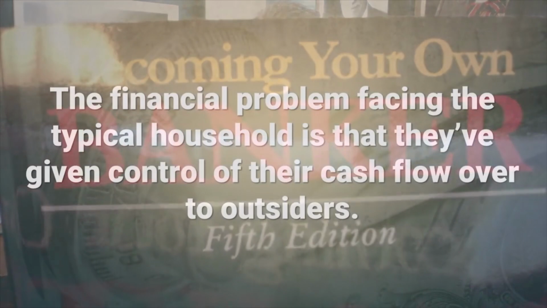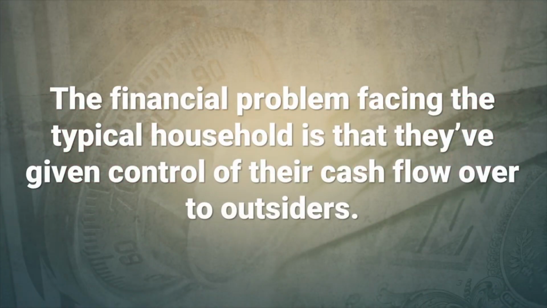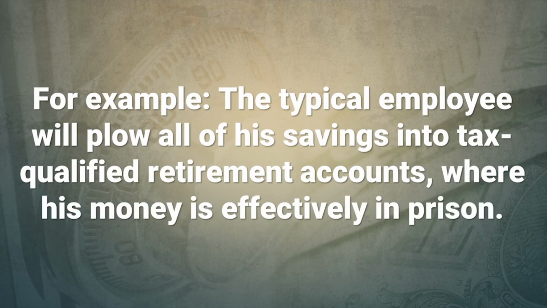Now that I've hopefully piqued your interest, let me explain to you very briefly what IBC is. IBC is the abbreviation for the infinite banking concept, discovered by R. Nelson Nash and explained in this slender volume, Becoming Your Own Banker. The financial problem facing the typical household is that they've given control of their cash flow over to outsiders. For example, the typical employee will plow all of his savings into tax-qualified retirement accounts, where his money is effectively in prison.